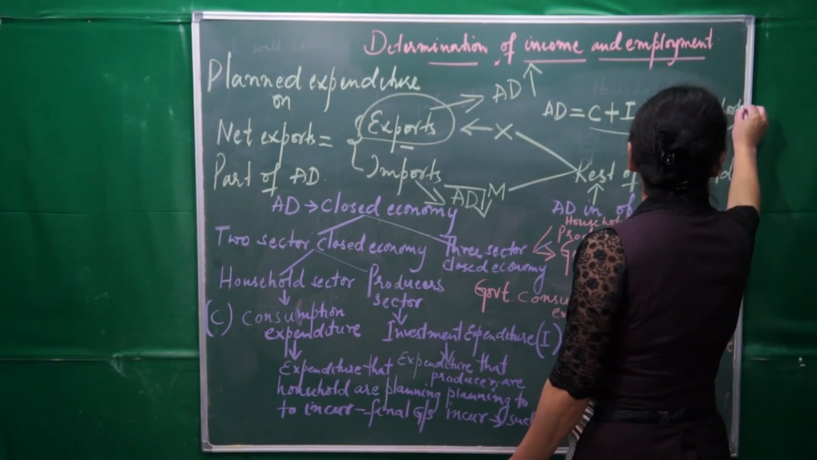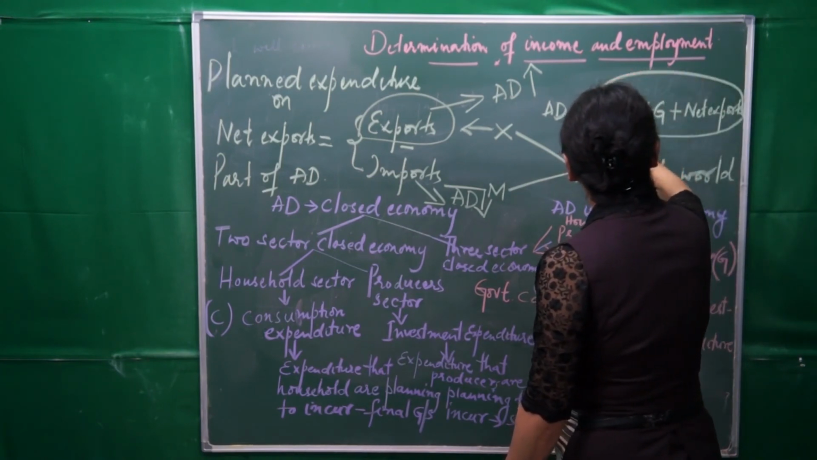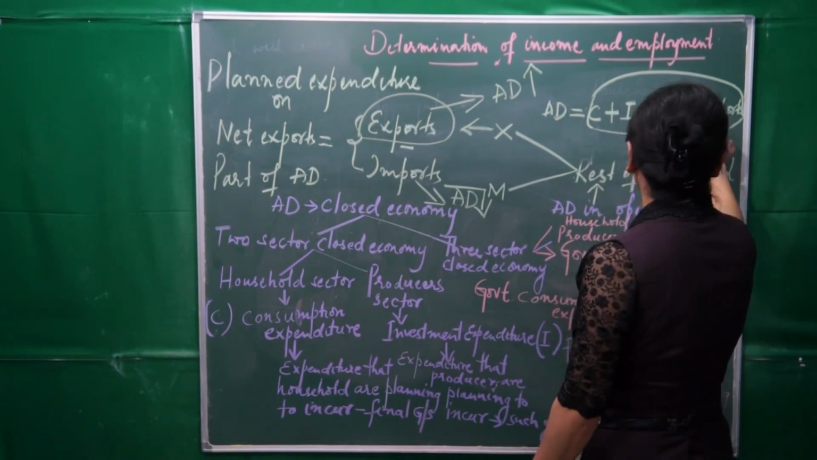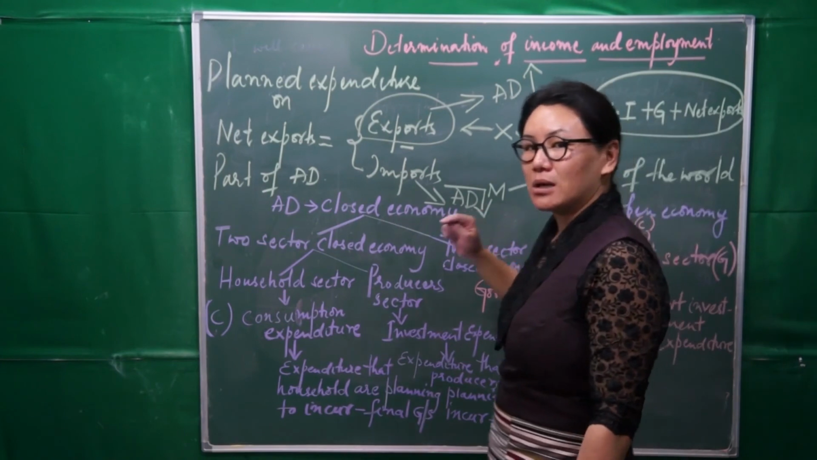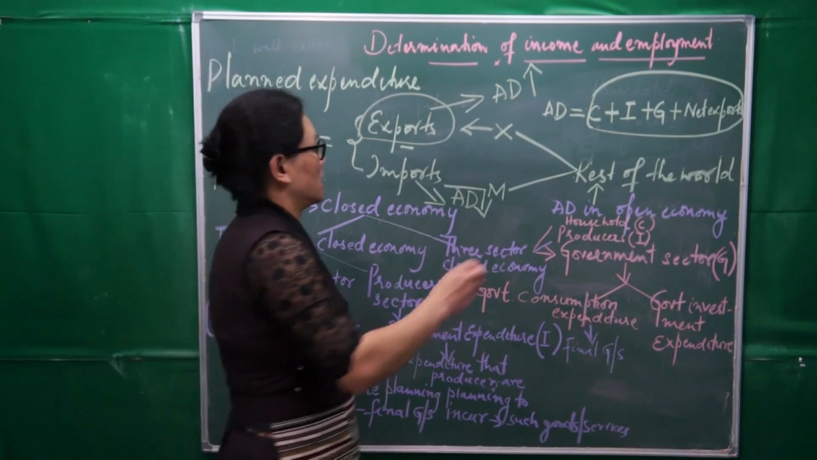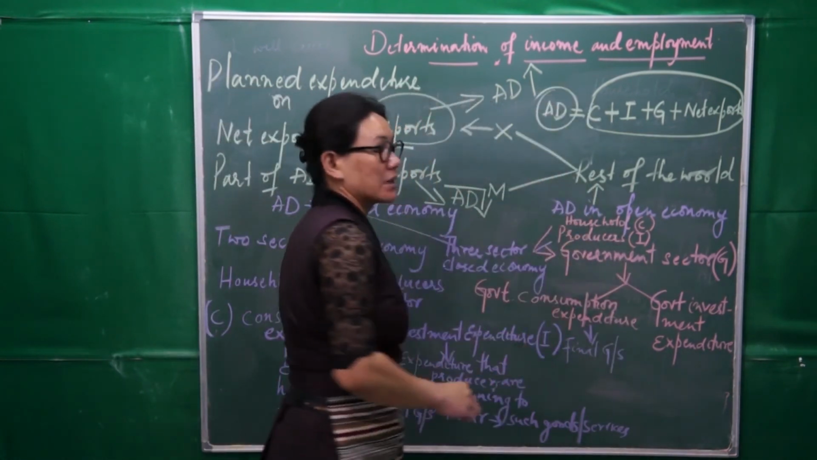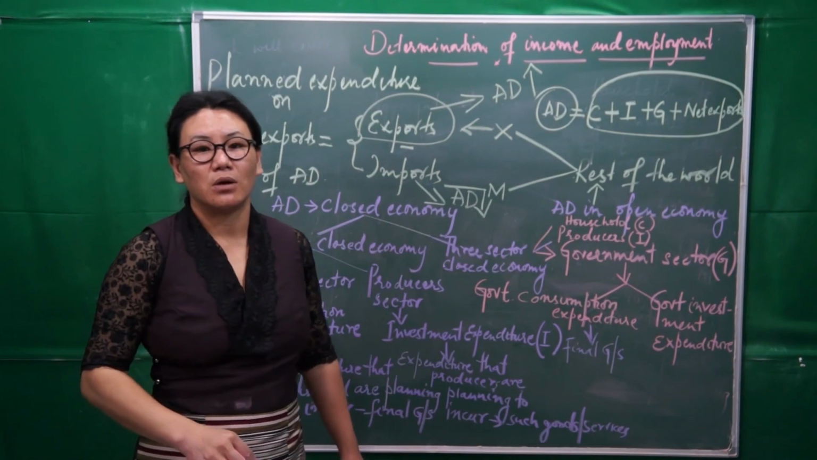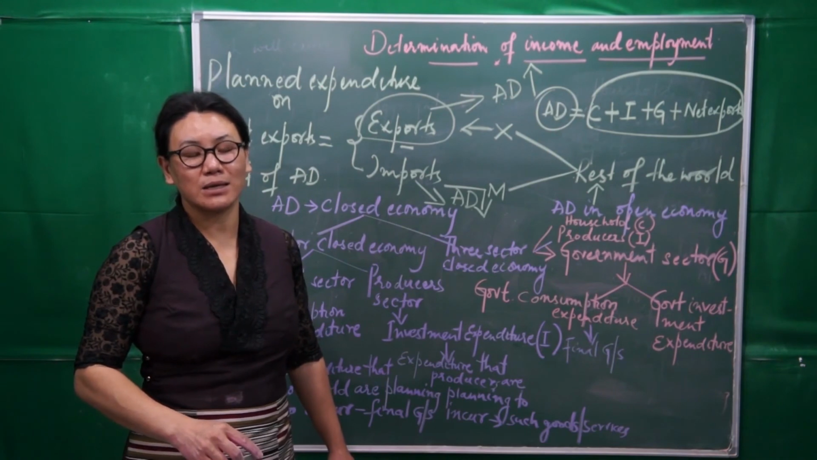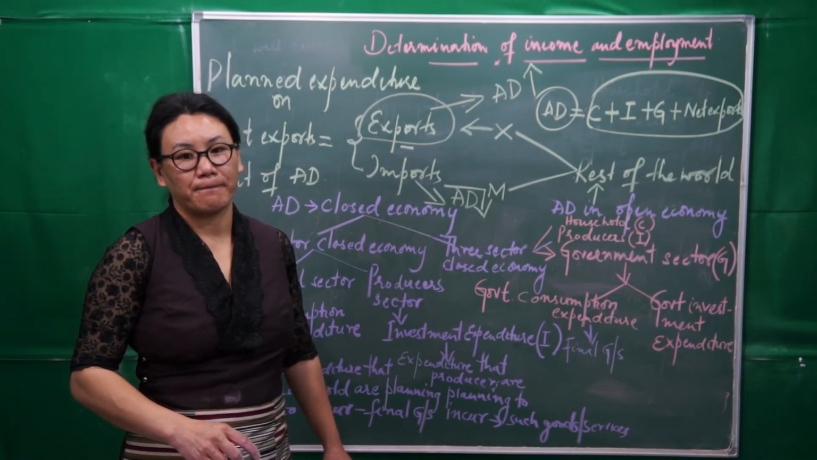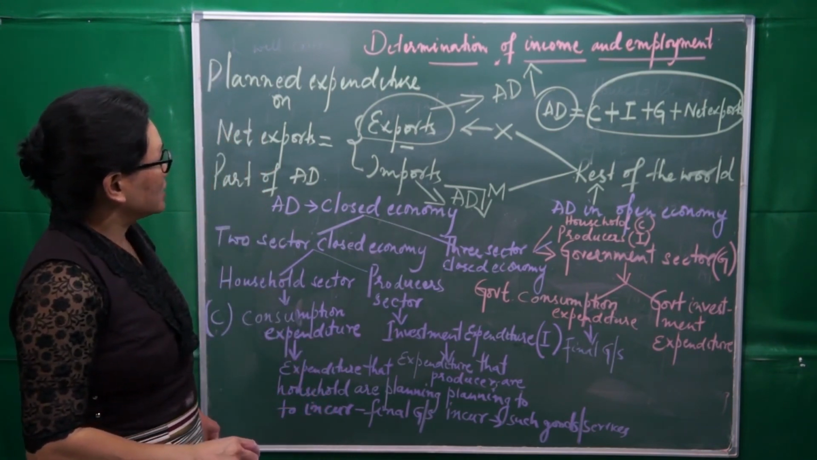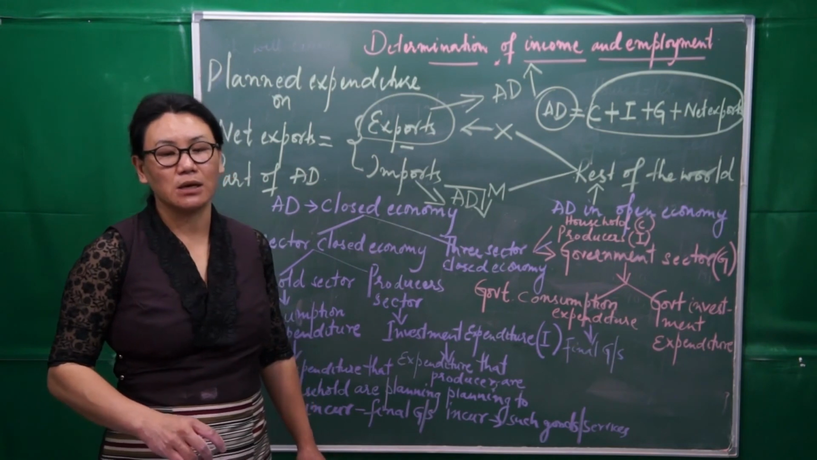The summation of all the expenditure that these sectors are planning to incur on the purchase of goods and services will give us this one, aggregate demand, or we can say total expenditure, aggregate expenditure. All right. Now, this is all about AD and its component.